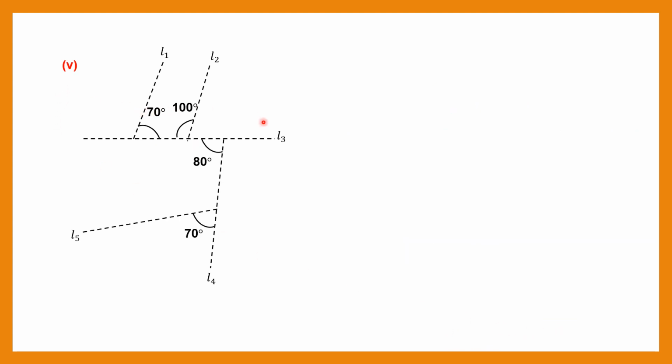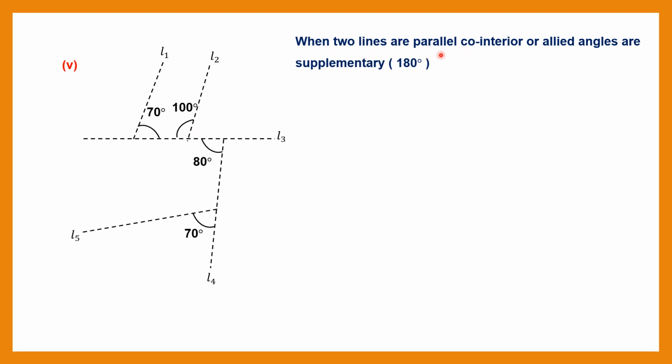Question 5. Now here we have many lines. Line 1, 2, 3, 4 and 5, and we have to see how many pairs of dotted lines there are. So first let's take lines 1 and 2. So here you can see that they are inside, isn't it? Co-interior. As you can see, they are co-interior angles. What is the property of co-interior angles? When two lines are parallel, the co-interior angles or allied angles are supplementary. That means they must add up to 180 degrees.